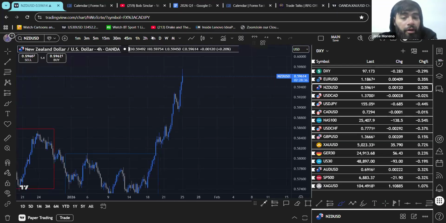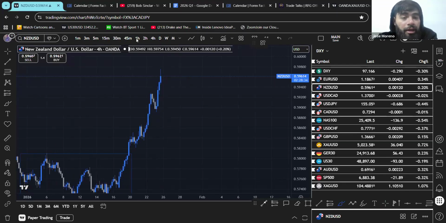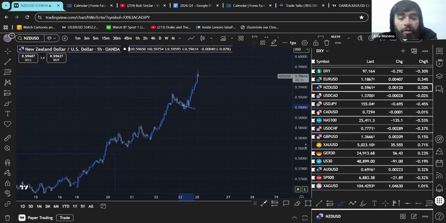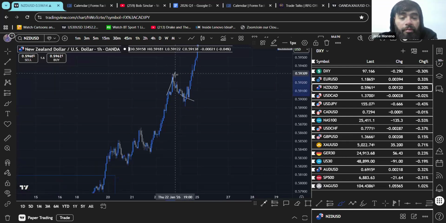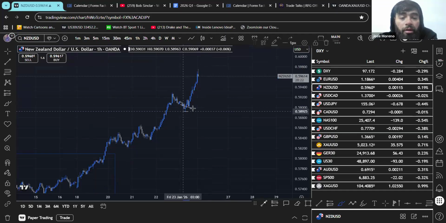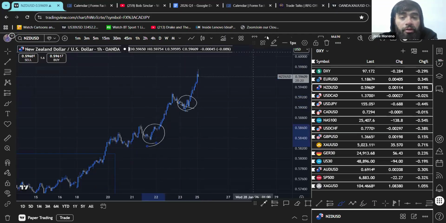where we have, yeah, it's kind of a reaccumulation, definitely. I would say so. We have a big impulse up, we come down, we sweep the low, and then we continue. So this could be an area here, that would be one zone, or this would be another zone, I would say, for NU.